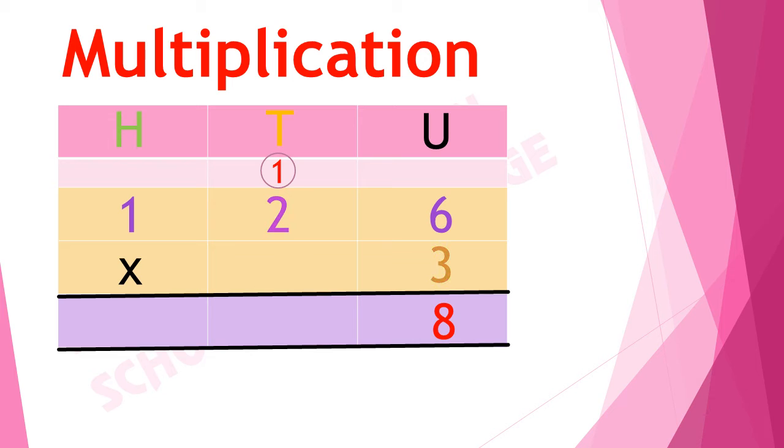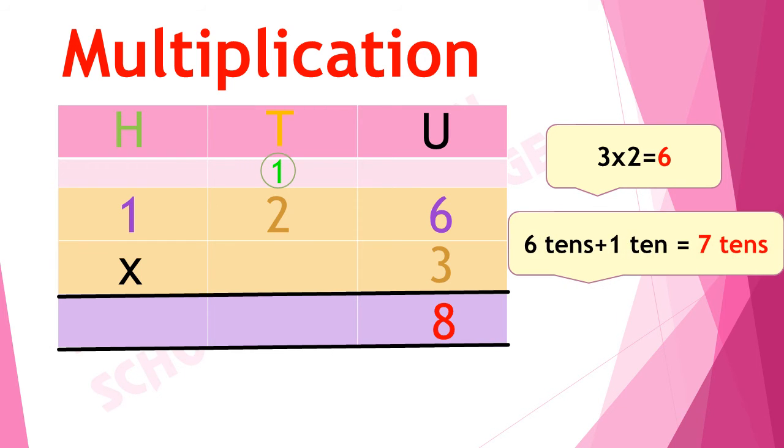Now we will multiply 3 with 2. 3 into 2 we get 6. Now we have 6 tens. We will add 1 ten in 6 tens. If we add 6 tens and 1 ten, we get 7 tens. 7 is written in tens column.